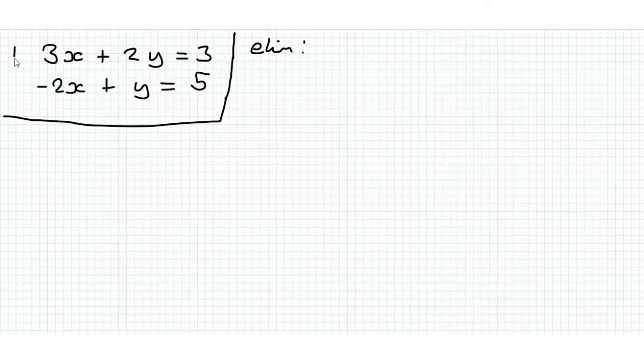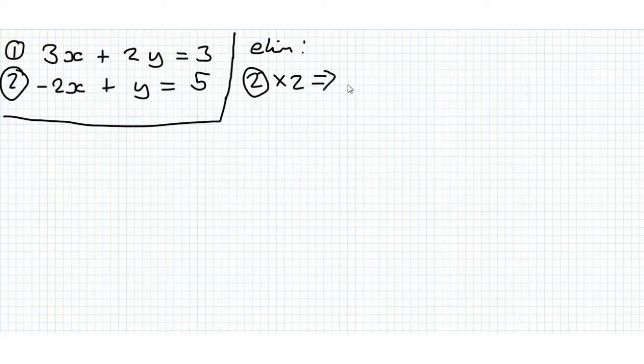We've got equation 1 and equation 2. Elimination is where we add or subtract the equations from each other in a way that eliminates one of the variables, hence the name. So we can multiply through equation 2 by 2 to gain another relationship between the equations. This gives us minus 4x plus 2y is equal to 10, and we do this because then we have the same y coefficient in equation 2 as we do in equation 1.